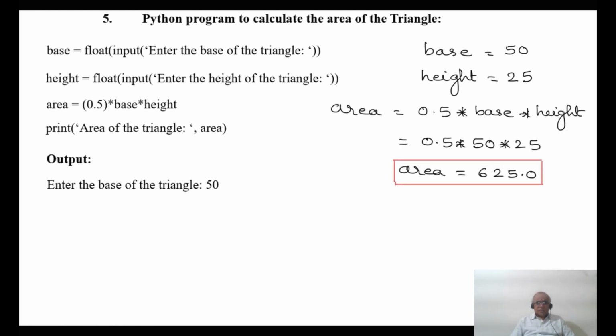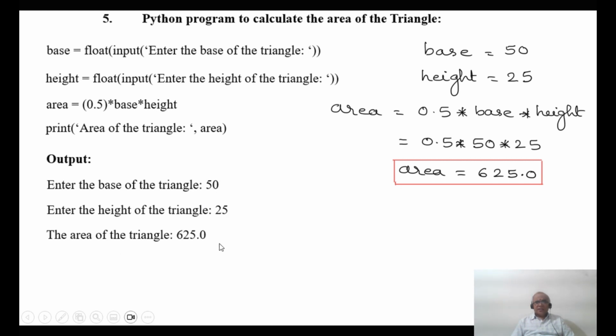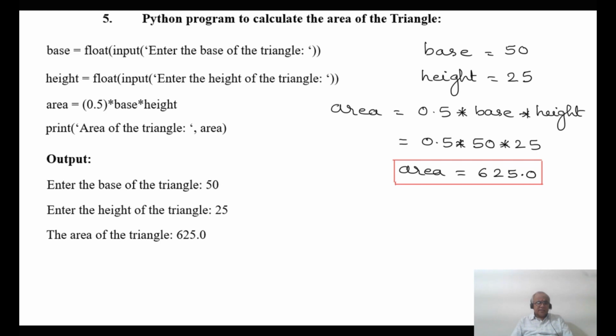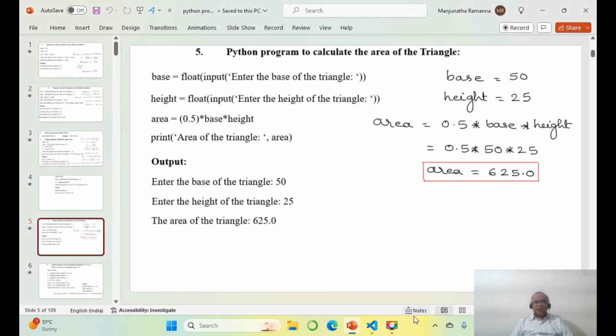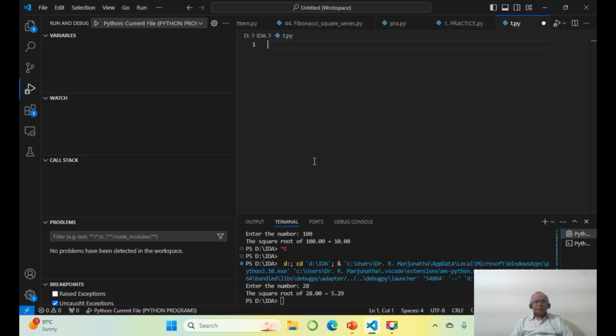So what is the output? Enter the base of the triangle is 50. Enter the height of the triangle is 25. Then the area of the triangle is 625.0. Whatever you have calculated manually, the same thing you are going to get here. So this is how you will be able to find the area of the triangle by using a Python program.